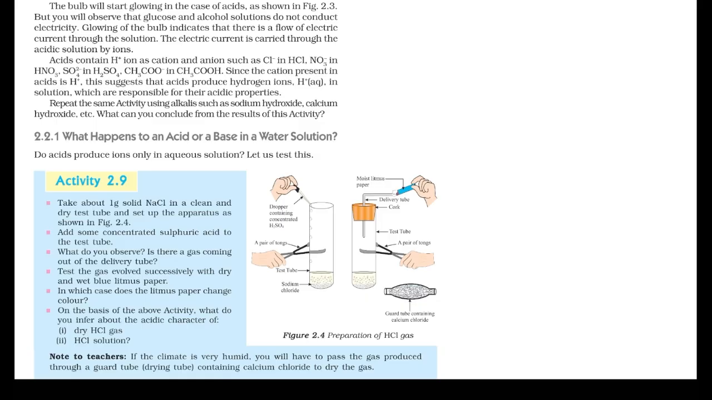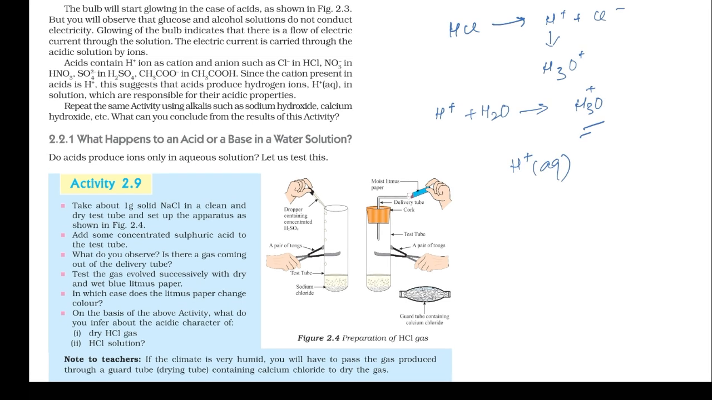Which means that HCl in aqueous solution will give H+ and Cl- ions. This H+ ion is never free in the solution. It is present as the H3O+ ion, meaning the H+ ion combines with water to give the H3O+ ion. So either you write H+ as H3O+ ion or you write it as H+(aq).